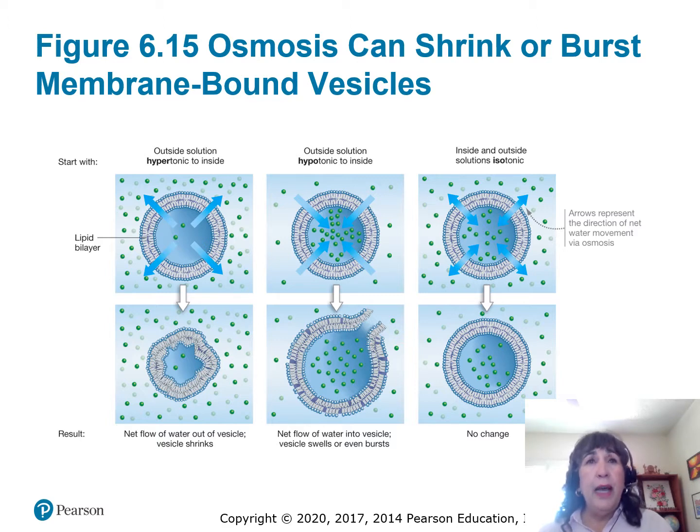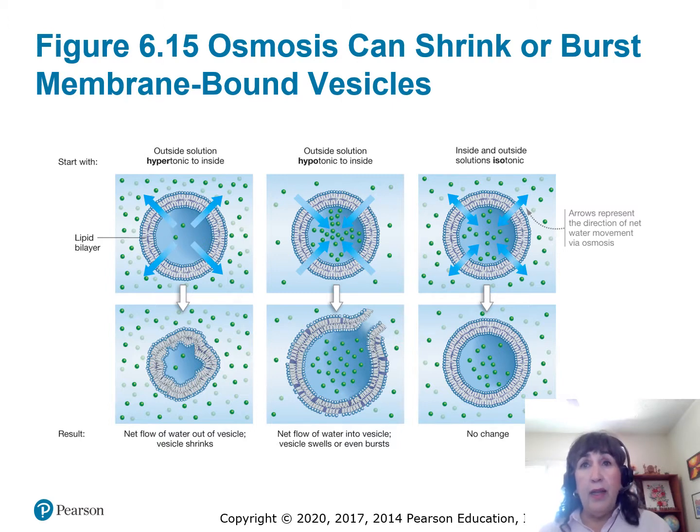So in the first example, we have a hypertonic solution. Notice that there's more molecules outside of the cell, and it's going to force water to move out and therefore shrink the cell. In the middle frames, you see that we have a hypotonic solution. There's more molecules inside of the cell. Water follows the molecules. So now water is going to rush into the cell, causing the cell to swell.